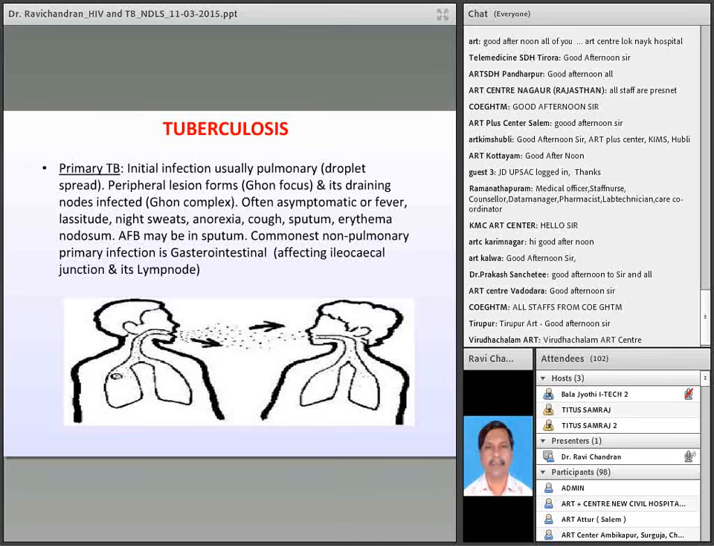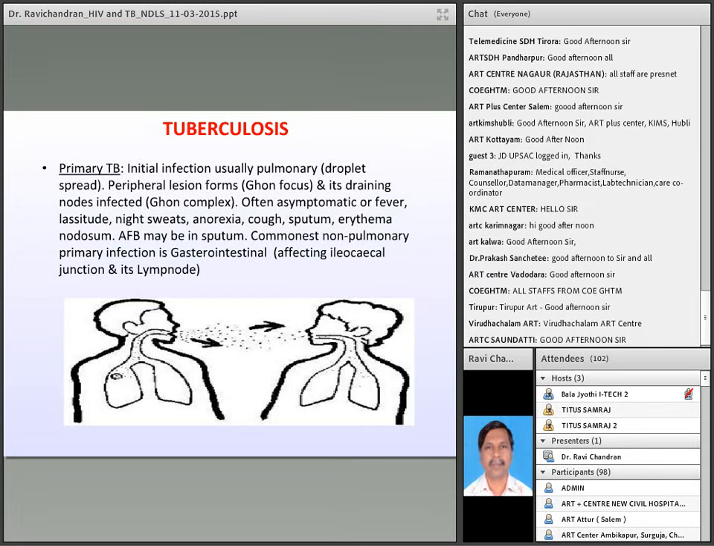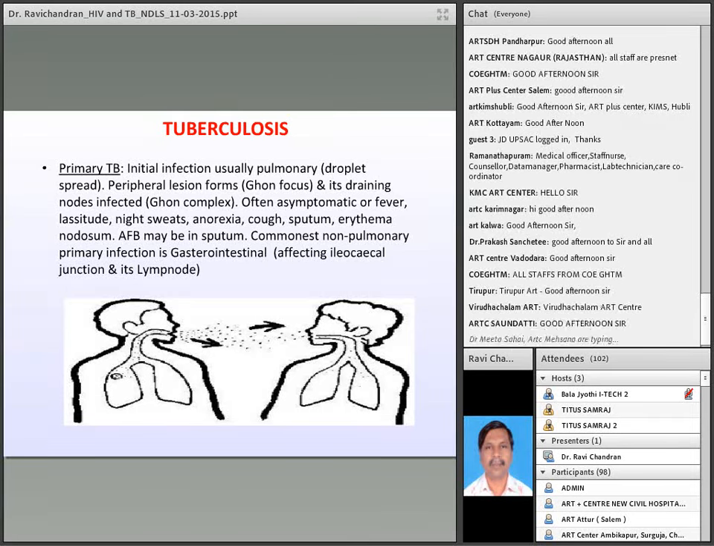Yes, tuberculosis mainly spreads through droplet infections. The infected person, when he coughs or even speaks or sneezes, discharges a lot of droplets containing the tubercle bacillus, which may infect the nearby persons.